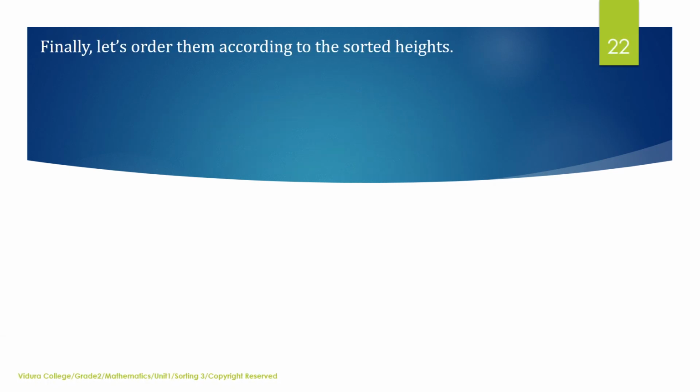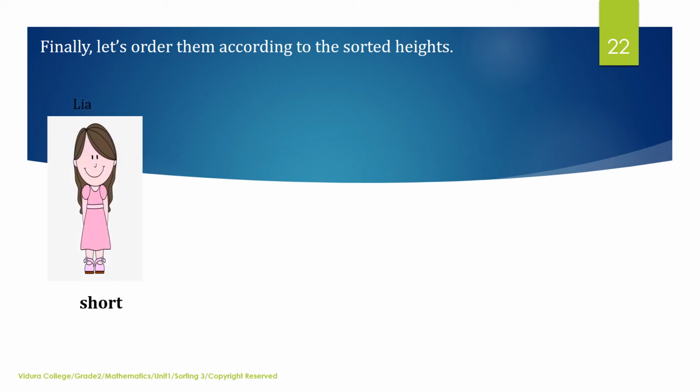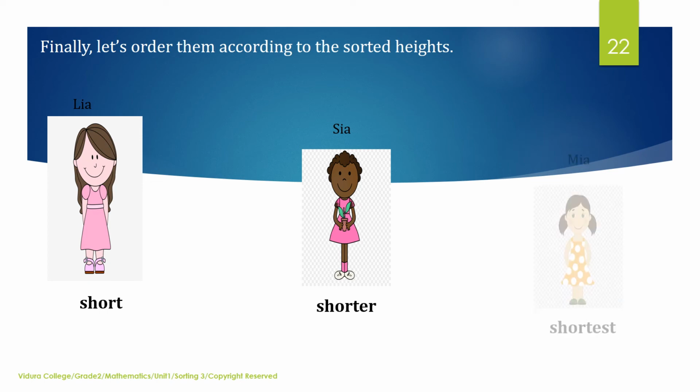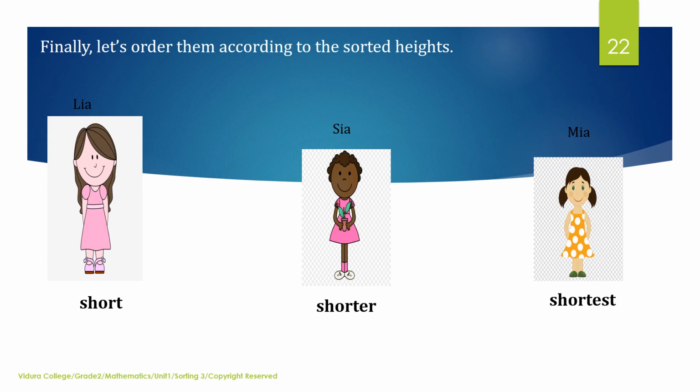Finally, let's order them according to the sorted heights. Who is short? Then Sia, who is shorter than Leah. Then Mia, who is the shortest among all the three girls.